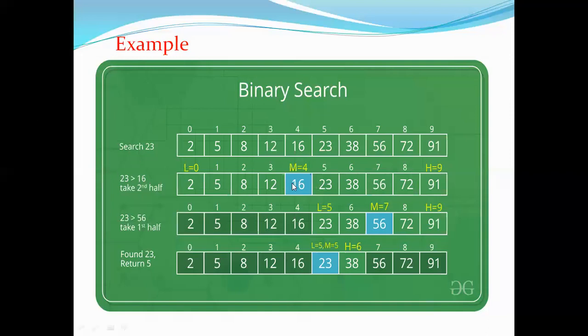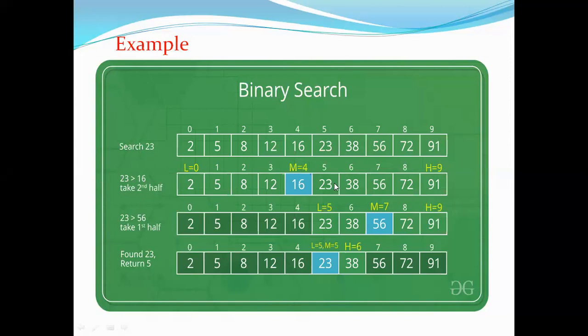Then calculate middle: middle equal to (low plus high) by 2. 0 plus 9 is 9, 9 by 2 is 4. So middle equal to 4, and the value of the middle element is 16. Is key equal to middle? No. Then check whether it is greater than or less than. Key is greater than middle: key is 23, middle is 16, so 23 is greater than 16.